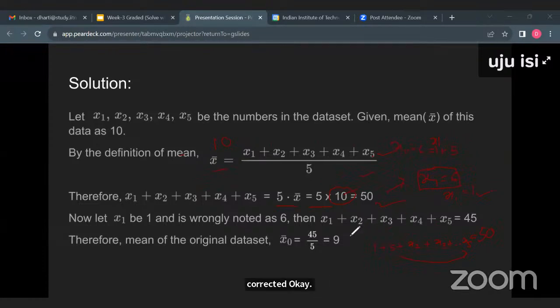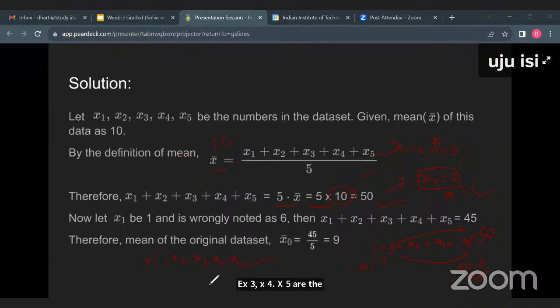So my new mean will be x1 dash plus x2 plus x3 plus x4 plus x5 is equal to 50, right? Plus 5. So this 5 is additional here. I don't want it here. So 5 will go this side and 50 minus 5 will give me 45, right? So my new data point is x1 dash, and x2, x3, x4, x5 are my original data set.